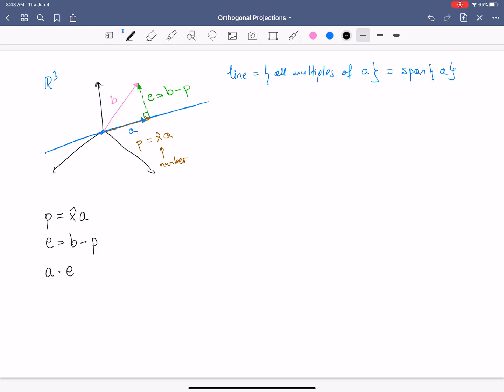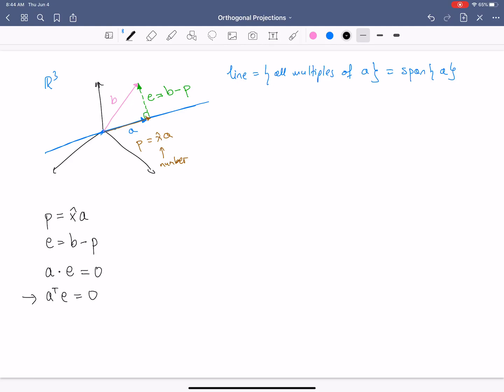So I know that the dot product of A and E is 0 because the line passing through A is orthogonal to E. That's exactly how we chose E, which we can also write as A transpose E equals 0. And in fact, we will always go towards that notation because it extends to matrices as well.